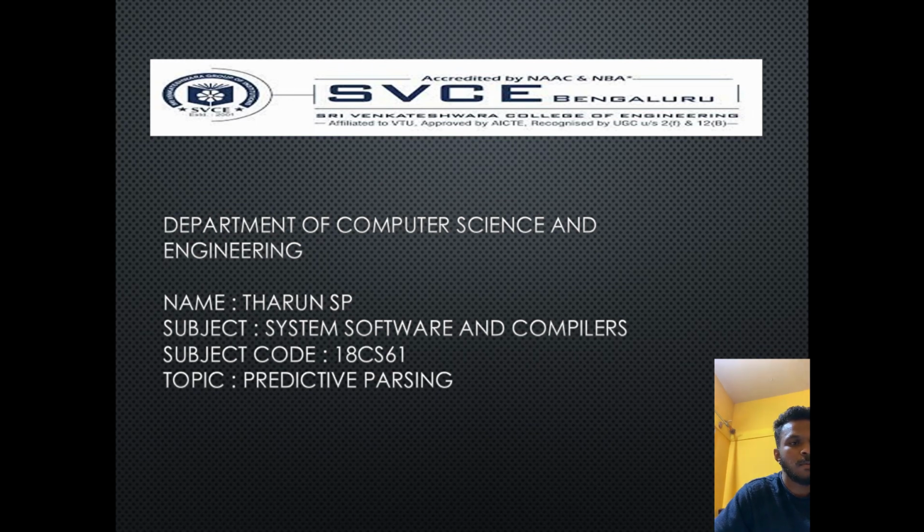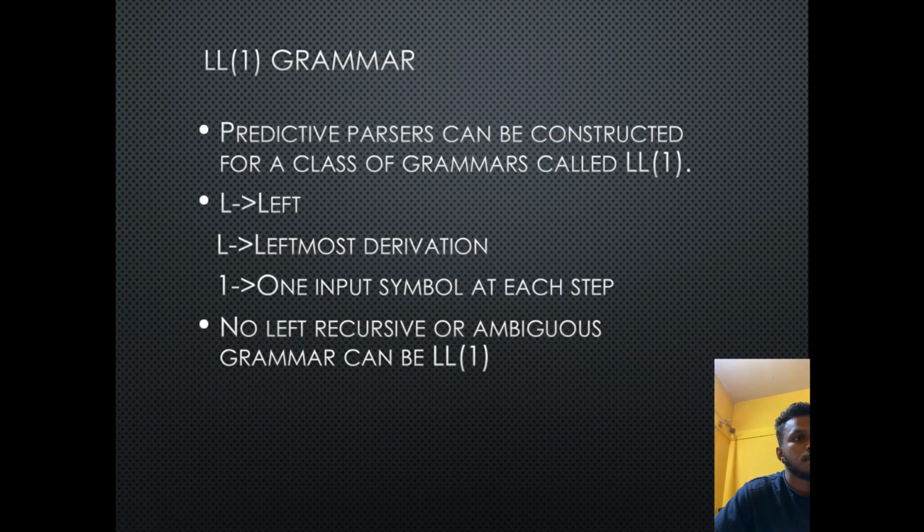So, the topic is about the predictive parsing table. Let's dig into it. What exactly is LL(1) grammar? Predictive parsers can be constructed for a class of grammars called LL(1) grammar. LL(1) means leftmost derivation with one input symbol at each step. No left-recursive or ambiguous grammar can be LL(1).